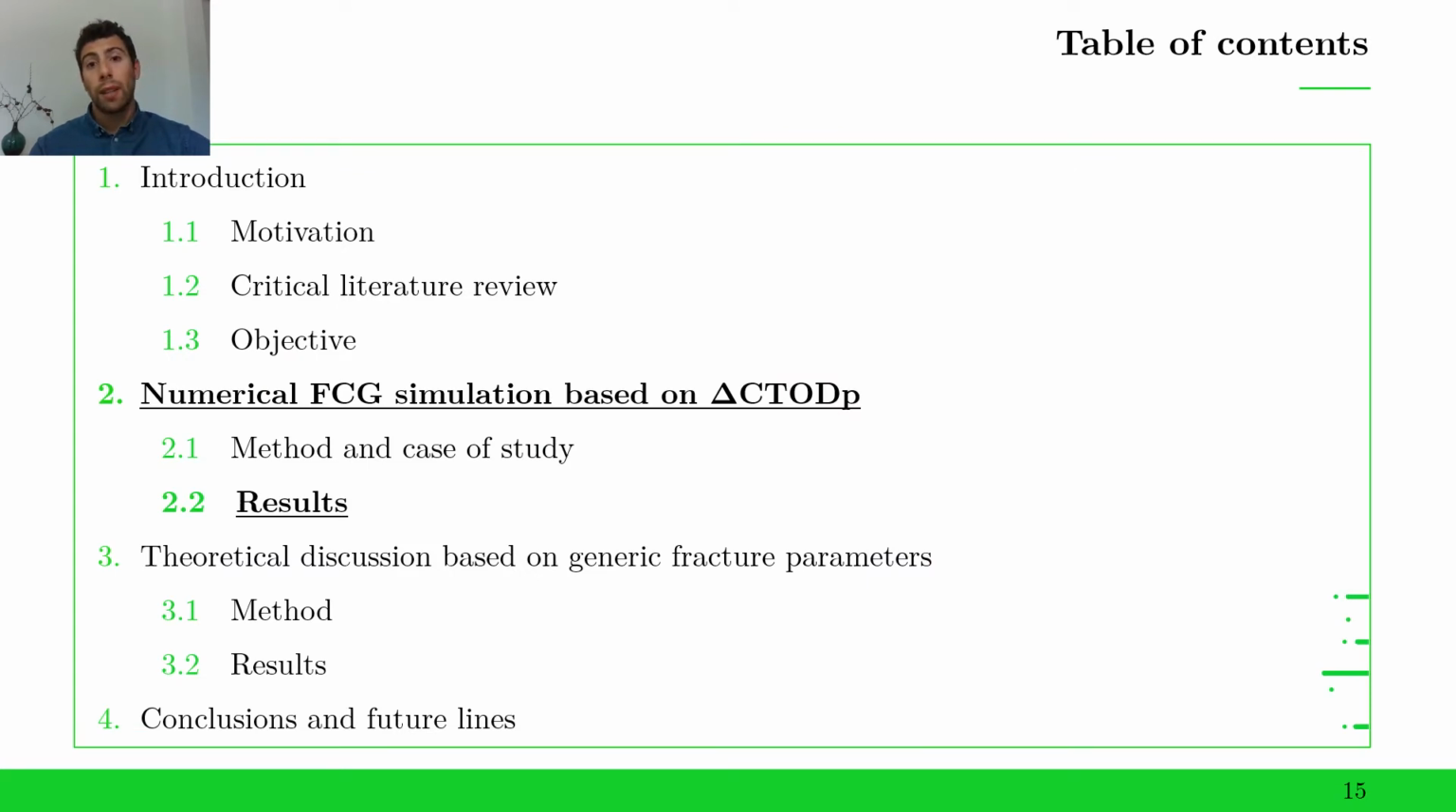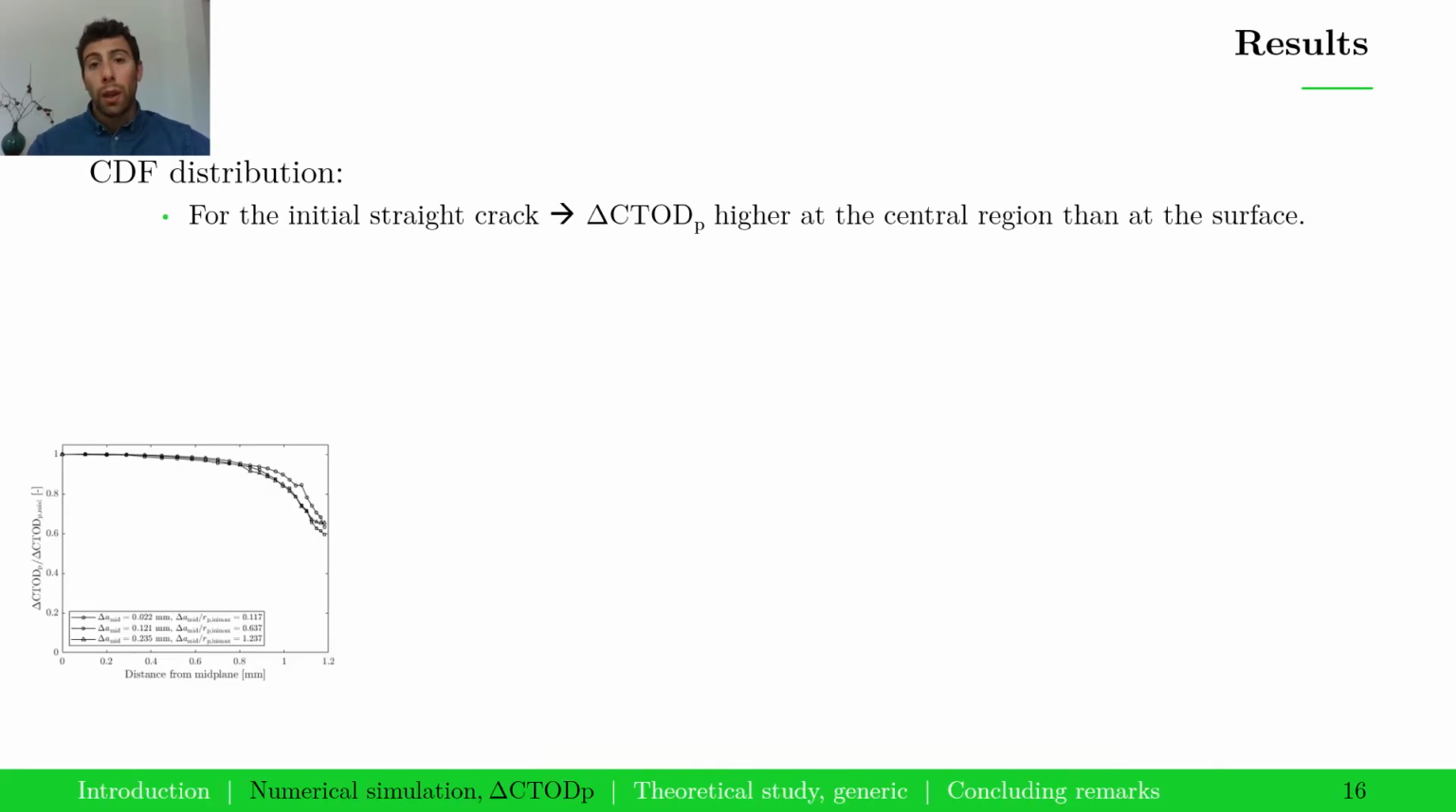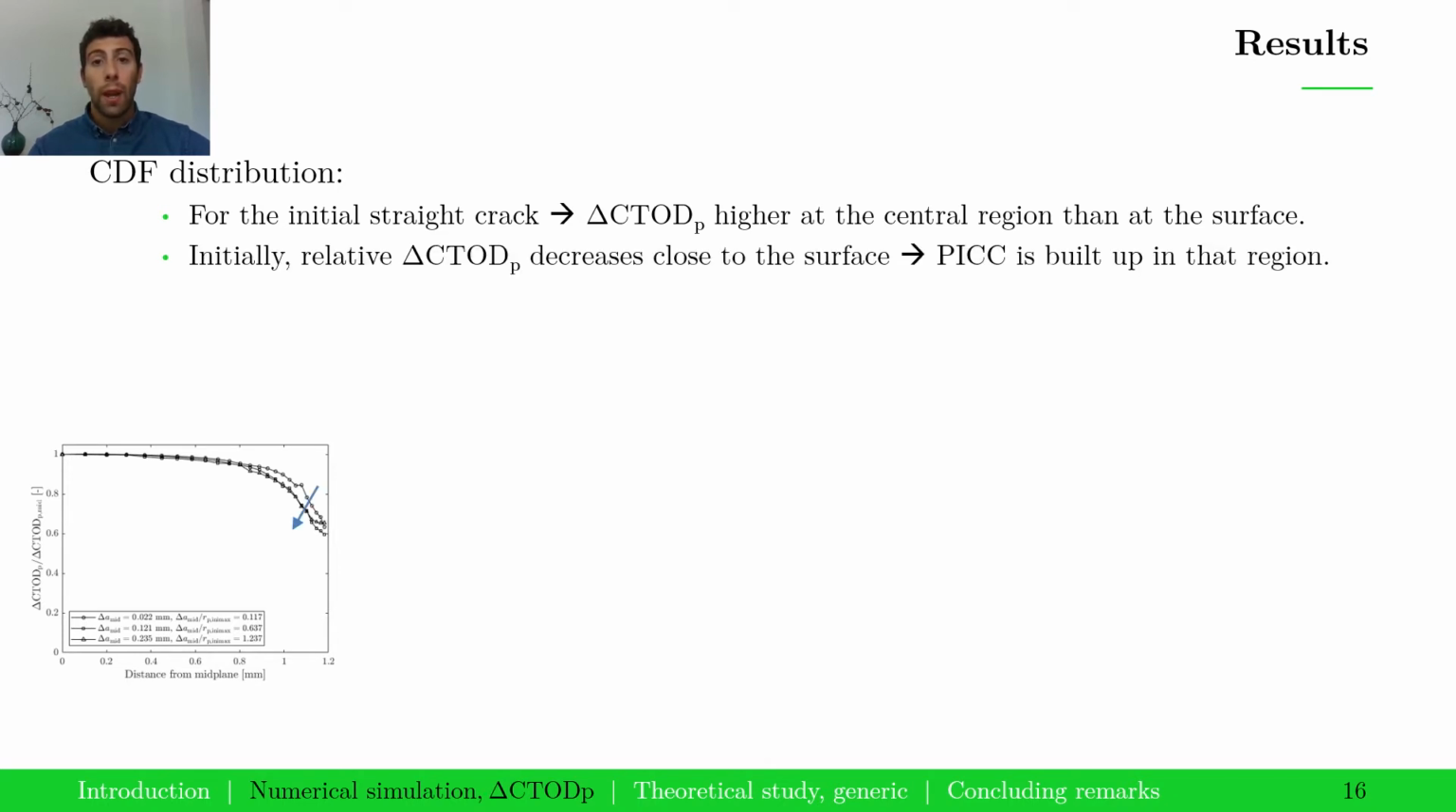So let's address the results obtained for the crack in the S275 compact tension specimen. Starting with the crack driving force distribution, we see that for the initial straight crack, delta CTOD plastic normalized by the midplane value is higher at the central region than at the surface, as expected from the literature. Initially, the relative delta CTOD plastic decreases close to the surface as the crack advances, and this is attributed to the closure building up, especially in that region.